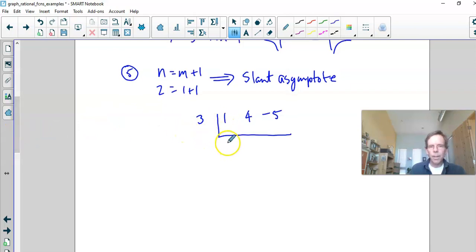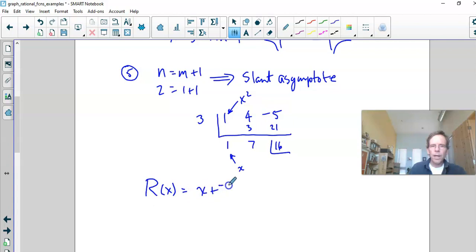So what happens here? We get 1, and we multiply 3 times 1 is 3. Add, we get 7, and then multiply 3 times 7 is 21. Add this, we get 16. That's the remainder. We don't really care about the remainder. We just care about the quotient. This one represented x squared, so this one here represents x. So what we've shown is our rational function equals x plus 7 plus, if I write the remainder piece, 16 over x minus 3. We don't really need that.